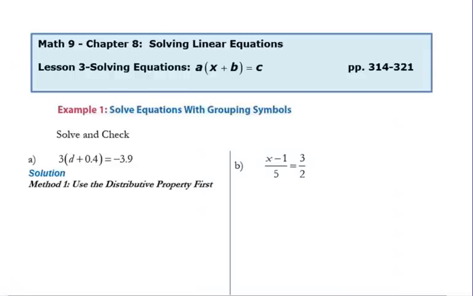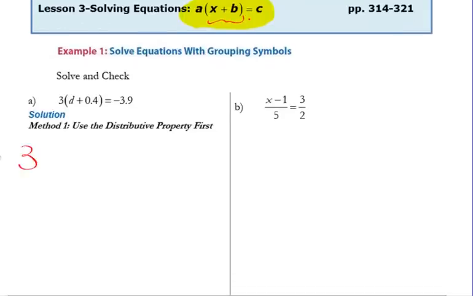Right, let's have a look at this. So you should have this handout, and this is lesson 3, and we're looking at solving this sort of equation here. Hey, look at what we've got here. We've got equations that have got brackets in them. So let's have a look at this first one here. Now, I'm going to write it down here. It's 3 times d plus 0.4 is equal to negative 3.9.